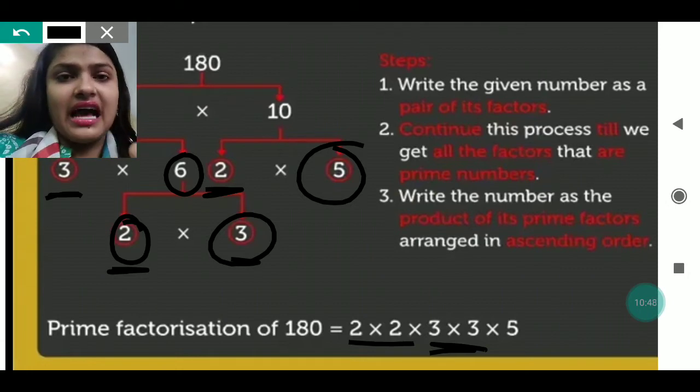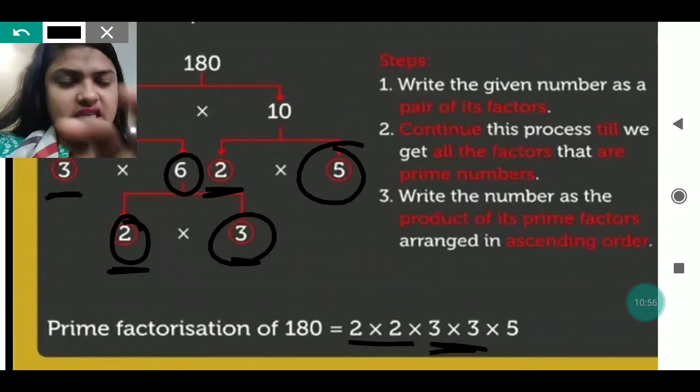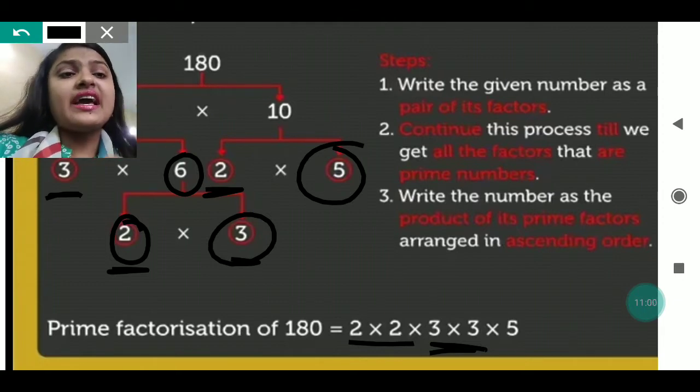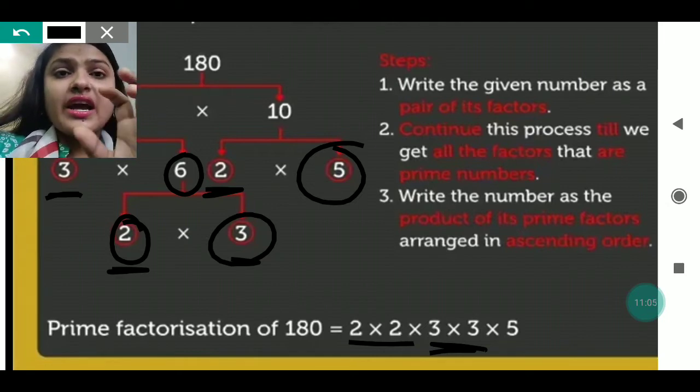So the same method. Either you do it by division, by dividing the number till the time you get the last 1, or you can make this tree. Building this tree you can also do it with that. But here you have to make the pairs. You have to keep in your mind that we have to write the pairs of its factor.